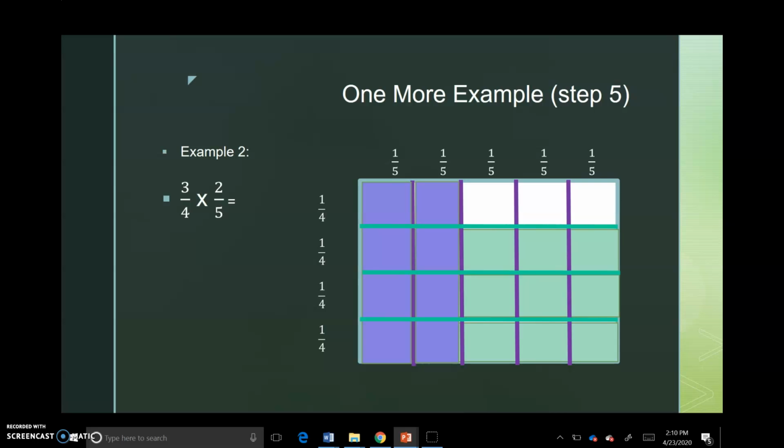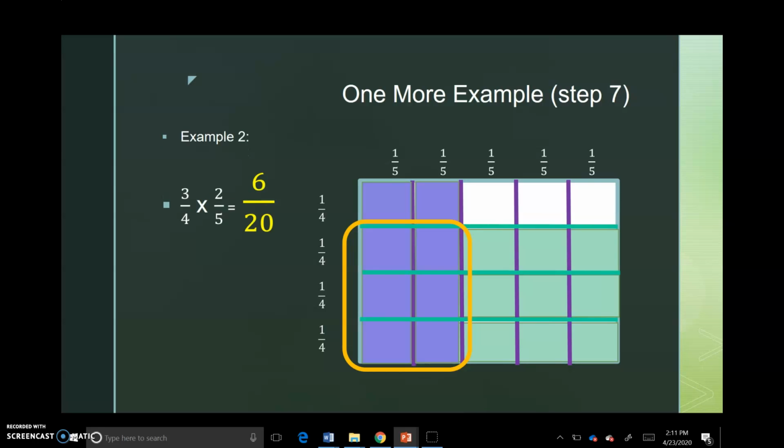Again, I know it's hard to see, but there are a few that are shaded both green and purple. And how many were shaded green and purple is going to give me my answer for my numerator. So I'm going to get 6. And 6 are double shaded out of how many did I make in my total area box? So how many are there all together? There are 20 pieces. It's a 4x5 array. So I end up with 6 pieces that are double shaded out of the 20 that I made all together. So 3/4 times 2/5 equals 6/20.